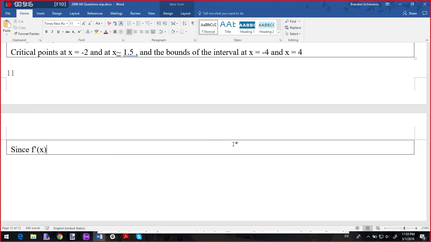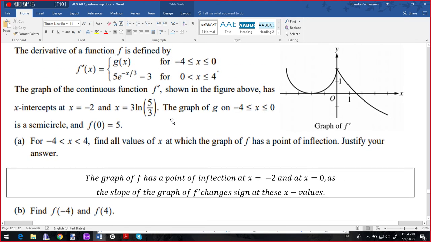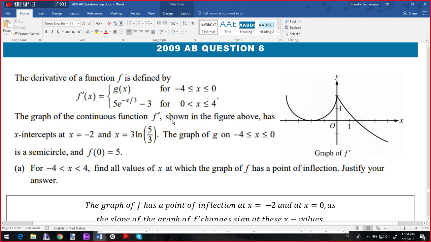Since f prime of x, that's our graph, was greater than 0, was positive, on the interval from our start point at x equals -4 to x equals around 1.5. I should probably get that exact x value, actually. I think I can do that, because we actually know the function for this one. So yeah, we should get the exact value for this.